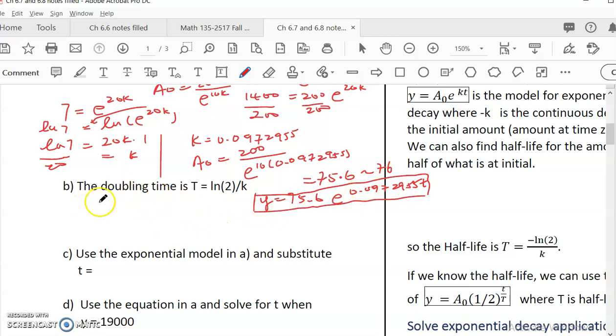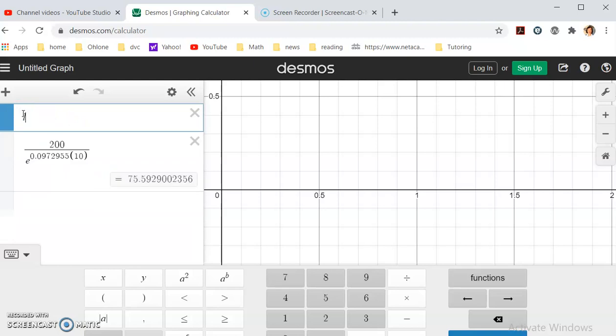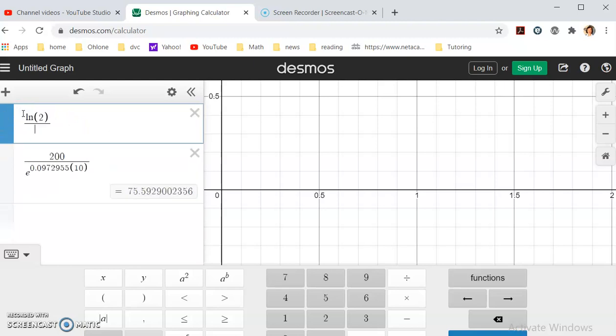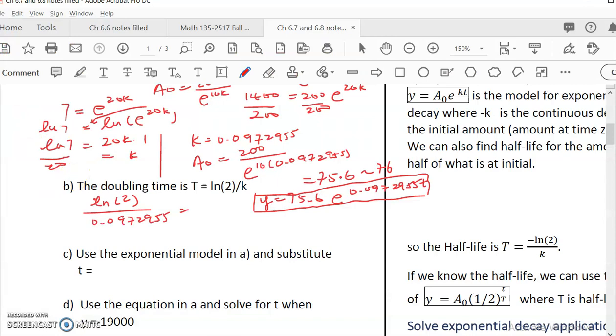Now, what is the doubling time? We always know doubling time is ln 2 over k. We already solved for k, 0.0972955. So let's figure out how long it takes for them to double. ln 2 divided by 0.0972955 is 7.12. So the doubling time is 7.12.